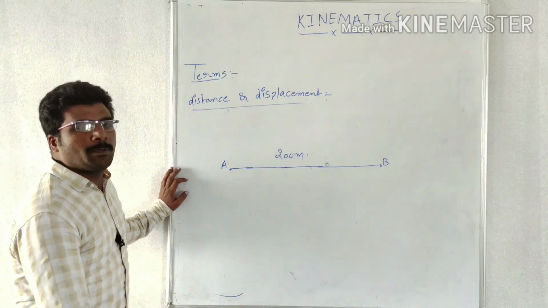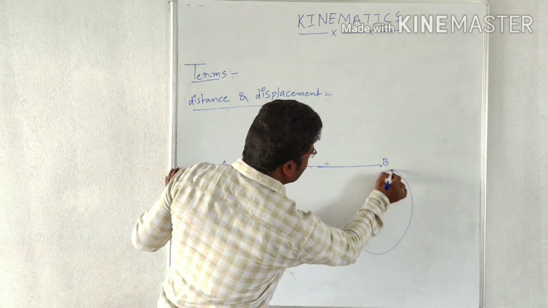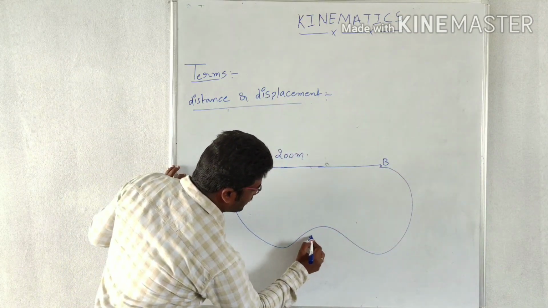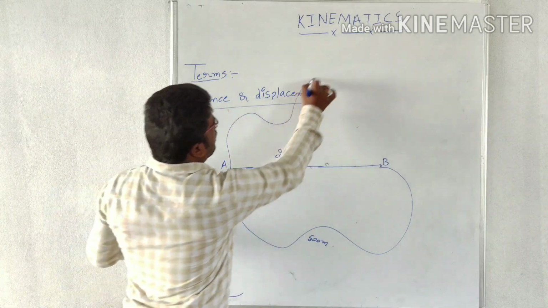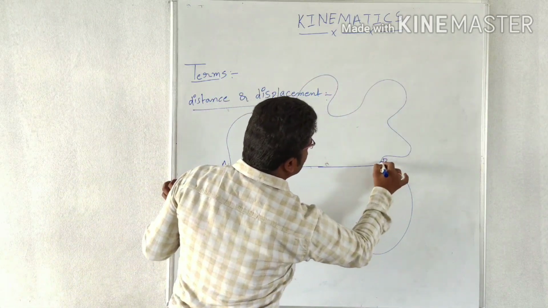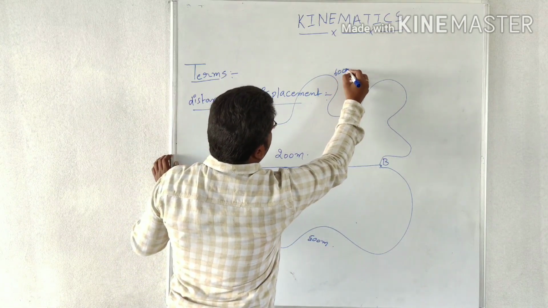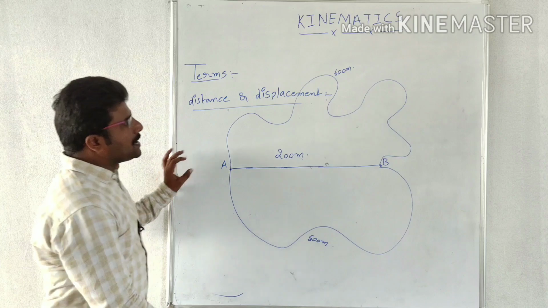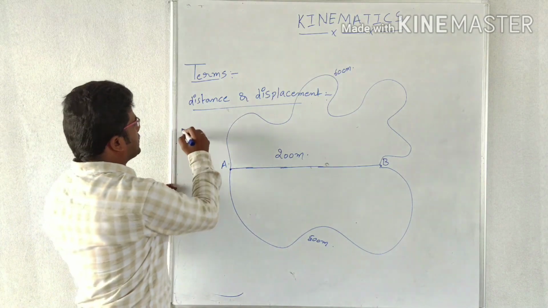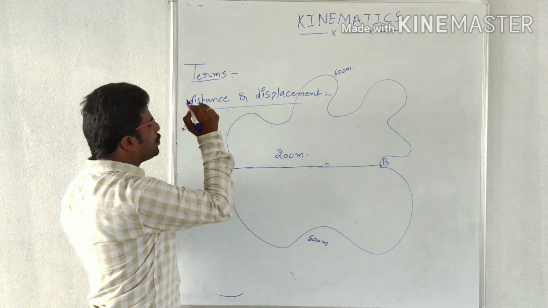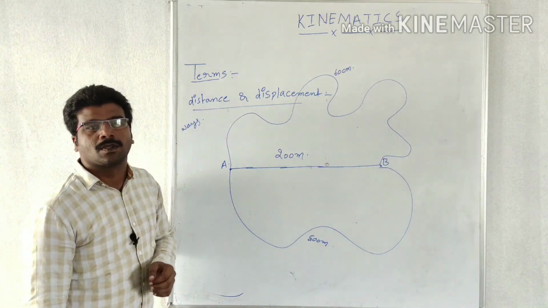Now, we can reach B in different paths. Like this also we can reach. Let us consider it is 500 meters. In the same way, we can reach B like this also. Let us consider it is 600 meters. These are the different paths. Paths means ways to reach B from A.